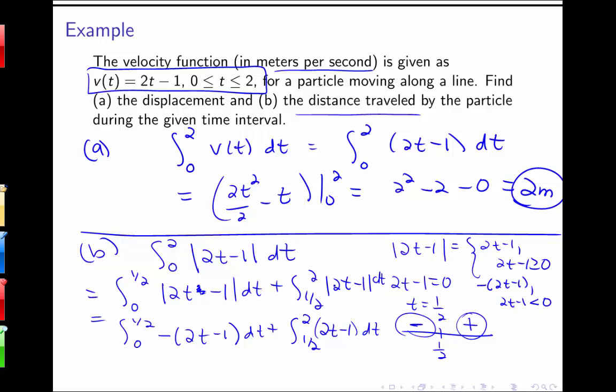So here I would just be taking my antiderivative of each of these two pieces, and to save us a little time, I'll skip some of these steps here and show that this is equal to 5/2 meters. So our total distance traveled is 2.5 meters, whereas our displacement is 2 meters.